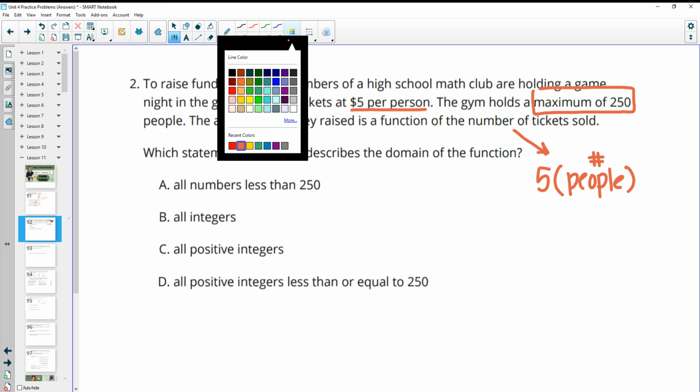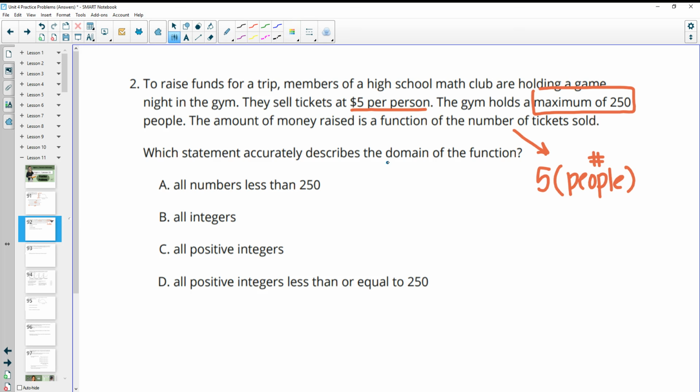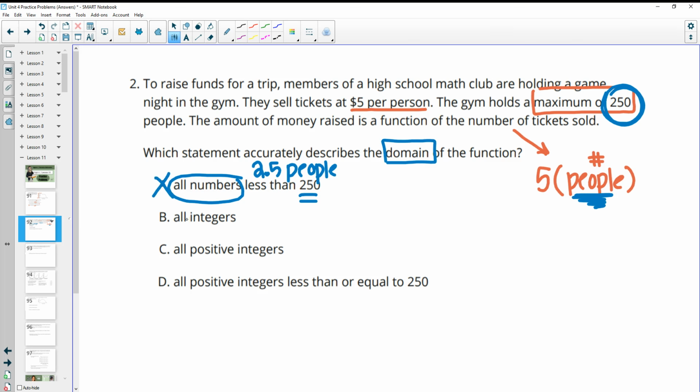So which statement correctly describes the domain of the function? The domain of the function is the input. It's the numbers that you're putting in, which in this case is the people. And we know that the gym holds a maximum of 250. So that's the top number that we're able to put in. When it's talking about all numbers less than 250, that's close because we've got the max of 250. But all numbers would mean that we could plug in 2.5 people. Like we could have decimals, and we know that you can't have half of a person. So that's not going to work out.